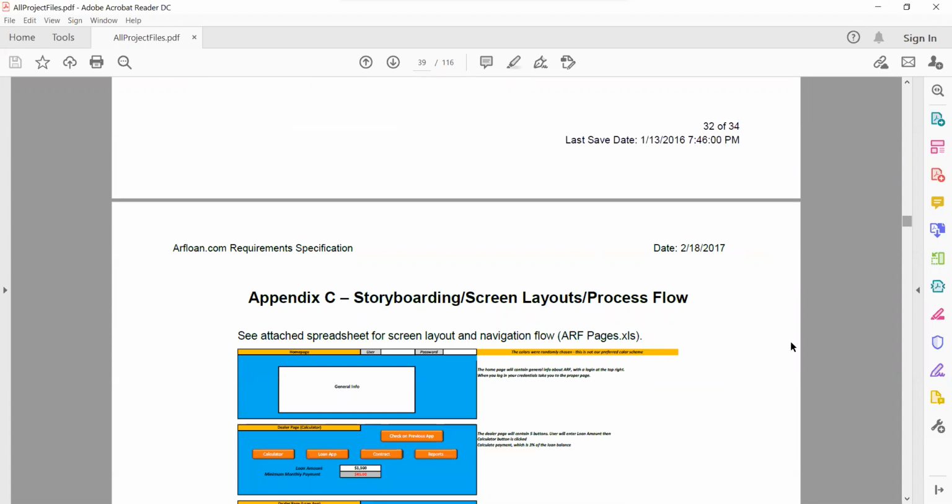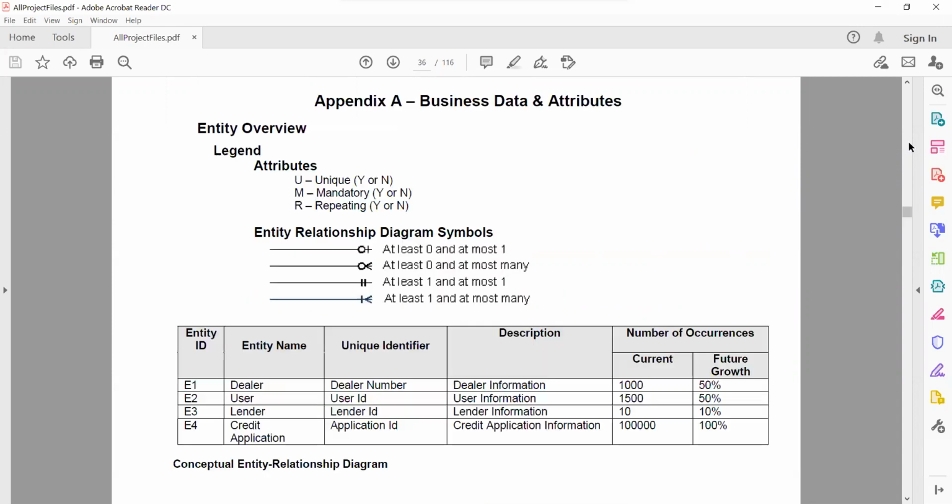Okay. So there is an appendix in the original document, right? Yep. Let me just go to Appendix A here. Right. So let's talk about the appendix for a moment before jumping into data design. Each appendix essentially provides additional information that might have already been referred to in the document. So Appendix A talks about the business data and attributes.